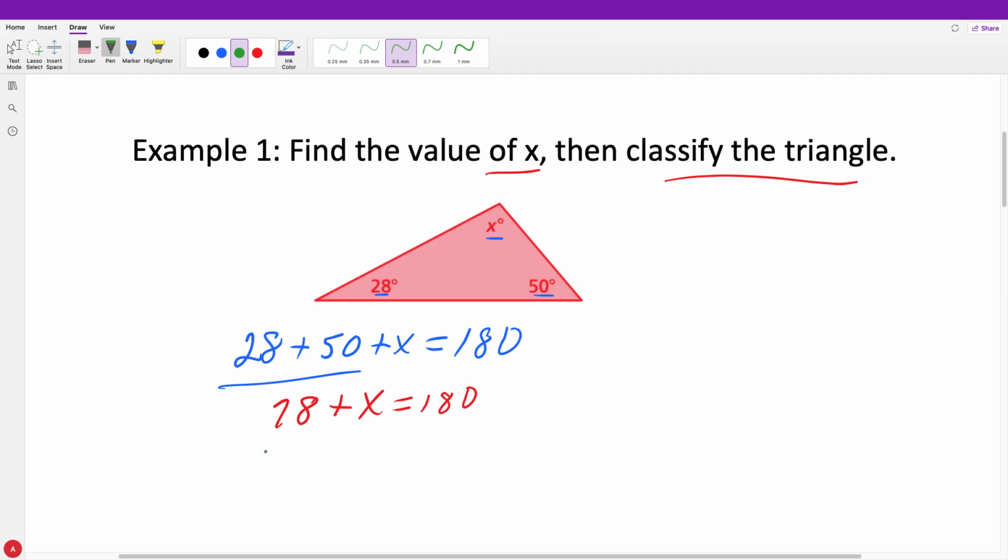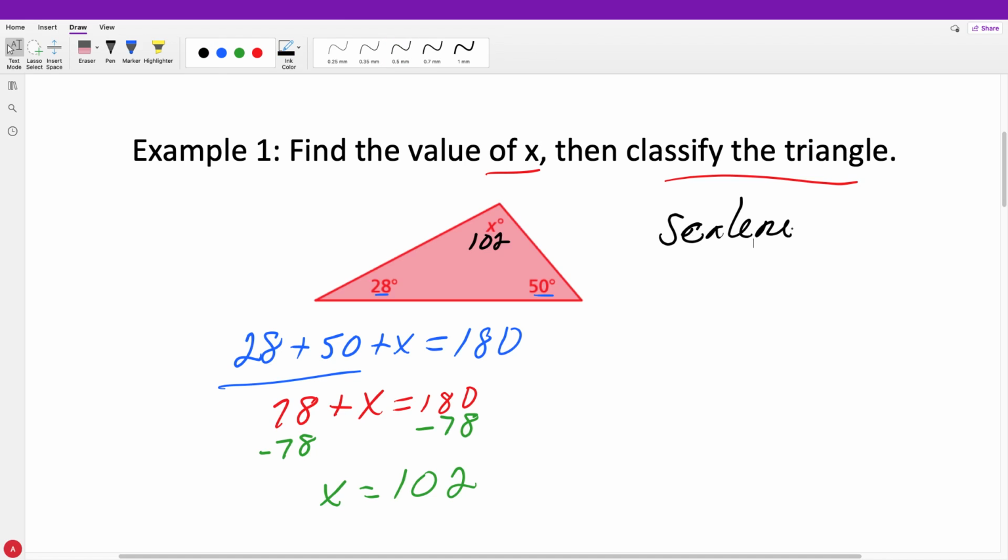And then to solve for x, this is a pretty basic equation, we subtract 78 from both sides and get x is equal to 102. So now I'm going to write 102 here. Let me just use a different color so it's a little bit easier for us to see. So let's just do 102. Now if I'm going to classify, first off, we don't actually have any side measurements given to us, but if we knew that they were equal, they would have to give us tick marks. There's no tick marks. So that means that this is a scalene triangle from the sides.